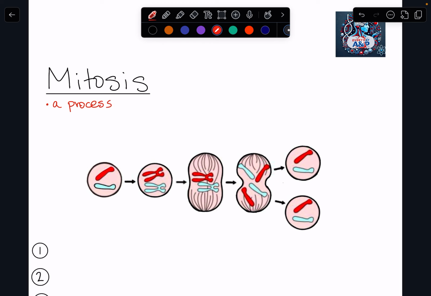Today, we're going to be covering the overall general theme of mitosis. We want to cover a little bit about the particular steps and what mitosis is.